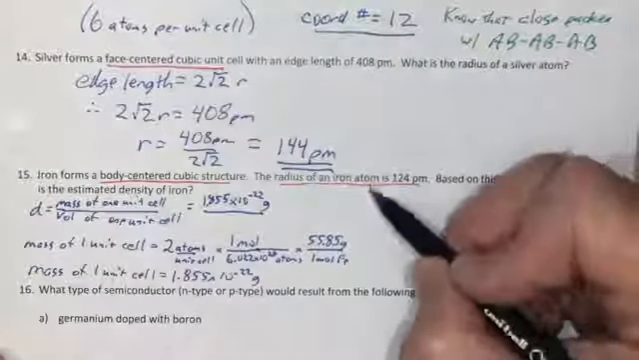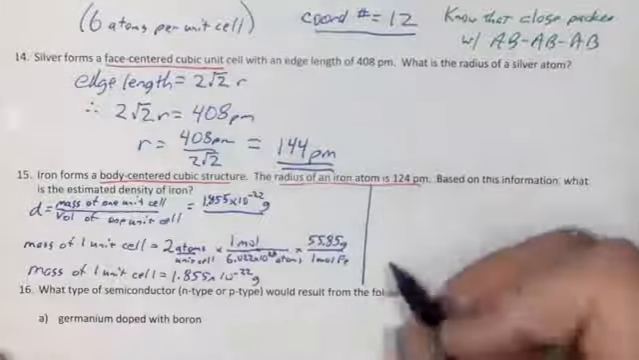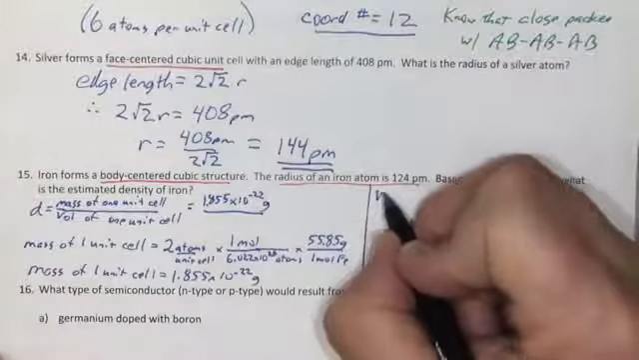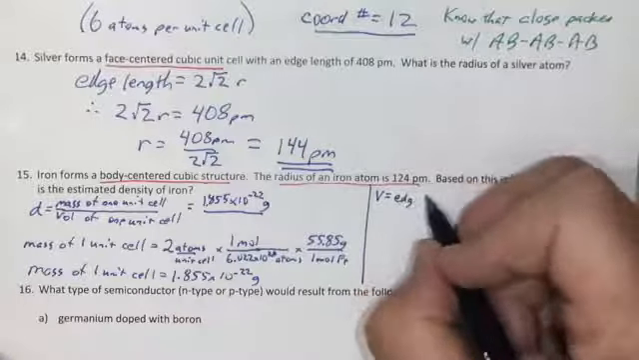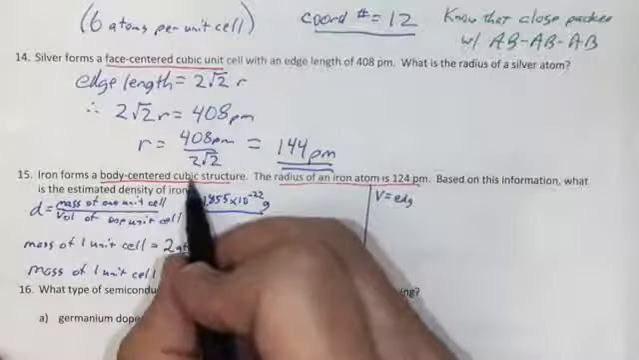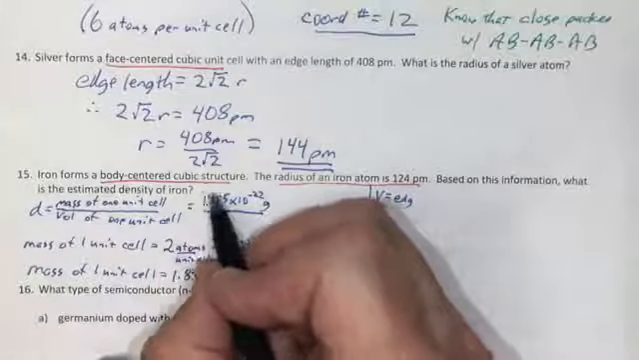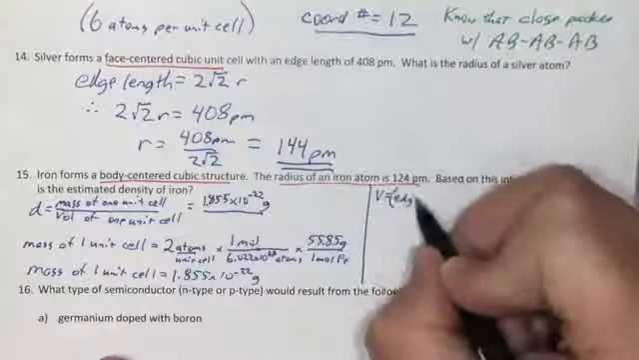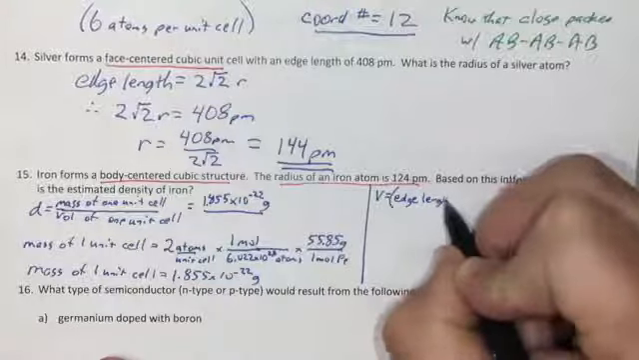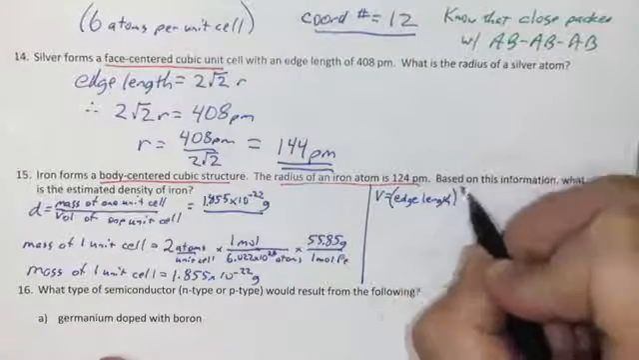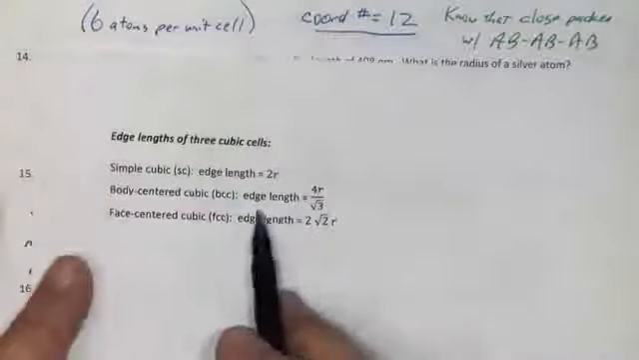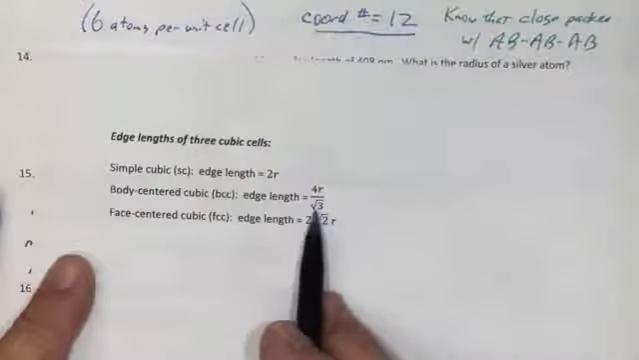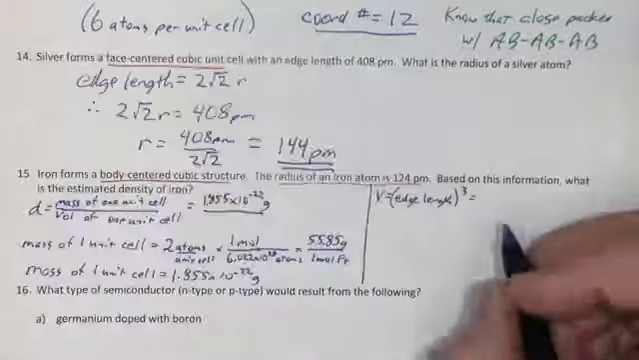So let's come over here. I'm going to draw a line over here. The volume is equal to the edge length cubed. It's a cube. What's the volume of a cube? If I know the edge length of a cube, I cube that. It's the edge length cubed. Well, what is the edge length of a body-centered cubic cell? You don't have to memorize this. It's on the exam. It's 4r over the square root of 3.